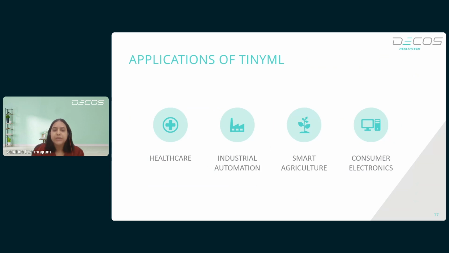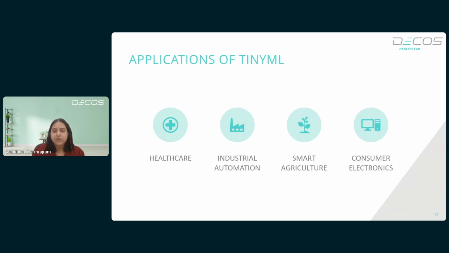Next application is industrial automation. In manufacturing, real-time monitoring of machinery is critical to avoid downtime. TinyML enables predictive maintenance on edge devices by analyzing vibration, temperature, or other sensor data, detecting potential failures before they occur.